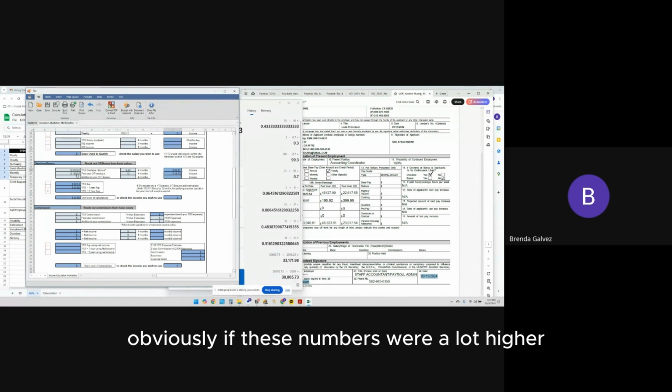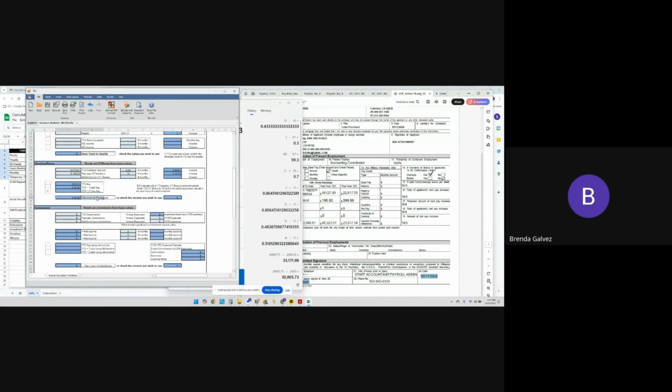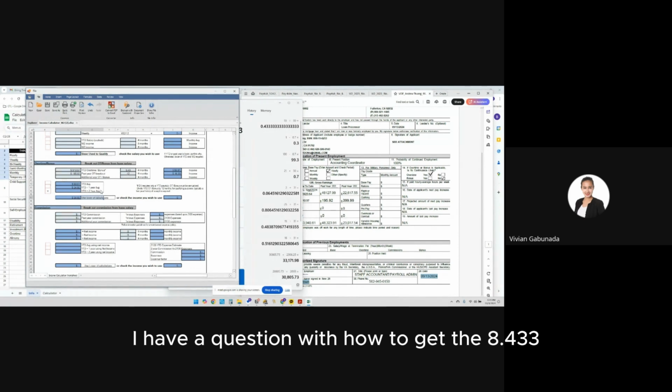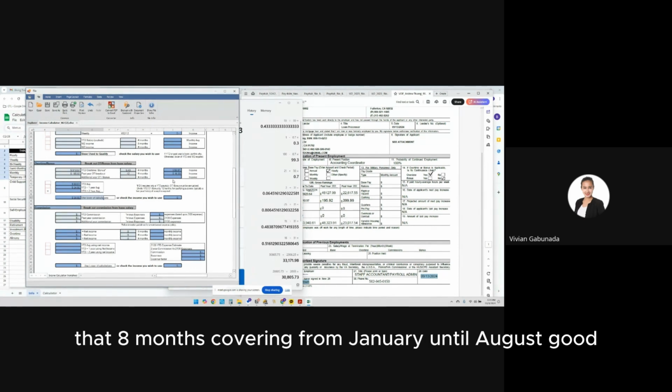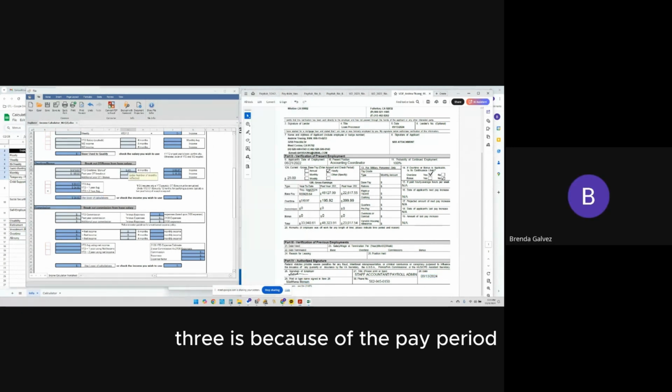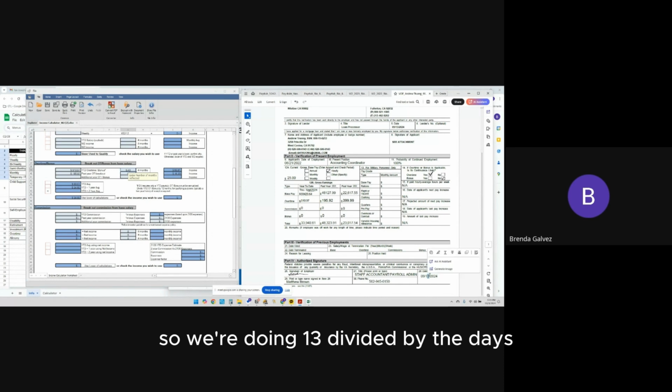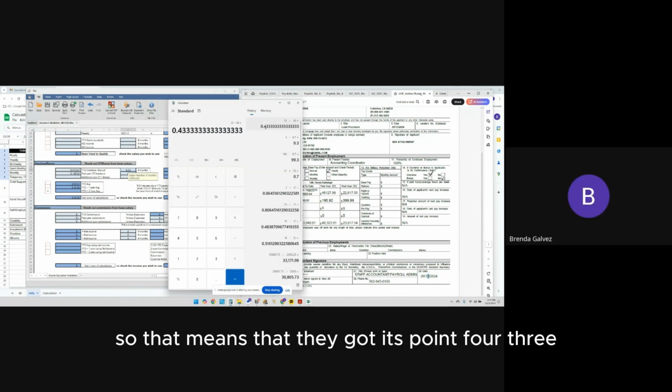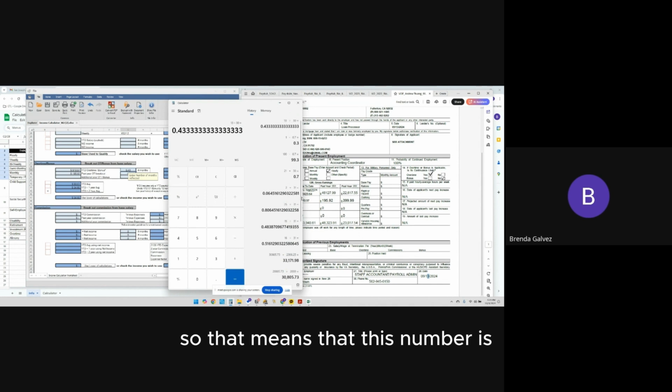Obviously, if these numbers were a lot higher, it'd be a lot bigger overtime. I have a question with how to get the 8.43. So for the number of months, the 8 months covering from January until August. Good. I already know the second one. And then the 0.43 is because of the pay period. So we're doing 13 divided by the days. So that means that it's 0.43. So that means that this number is going to cover all of January to August plus the 0.43 of September. Okay. Pay stubs.